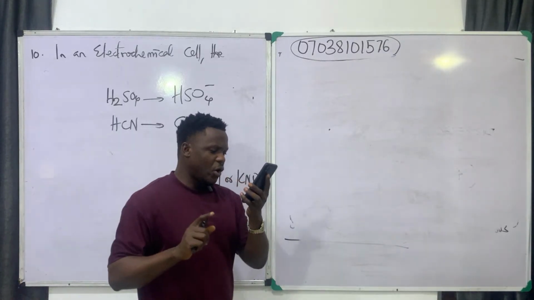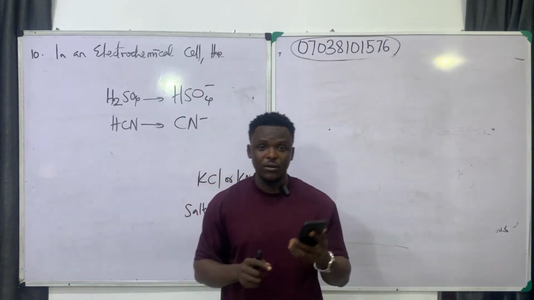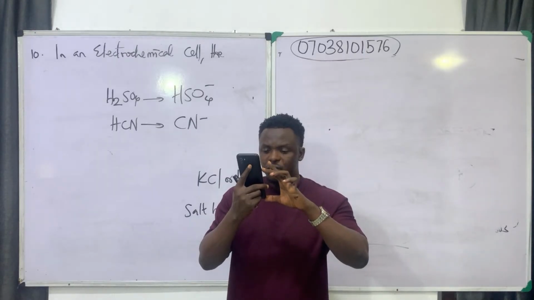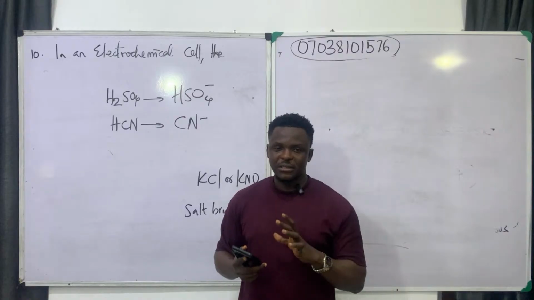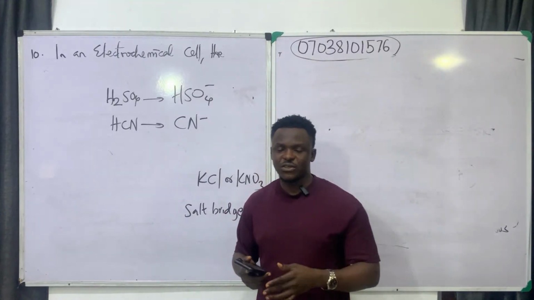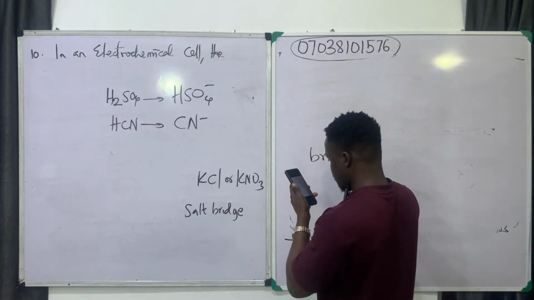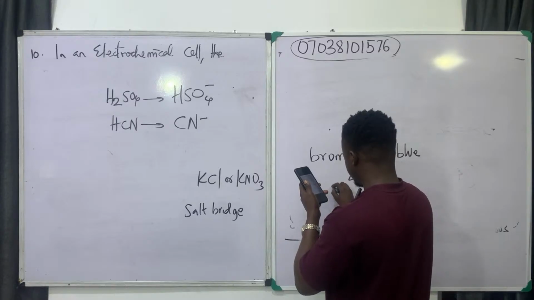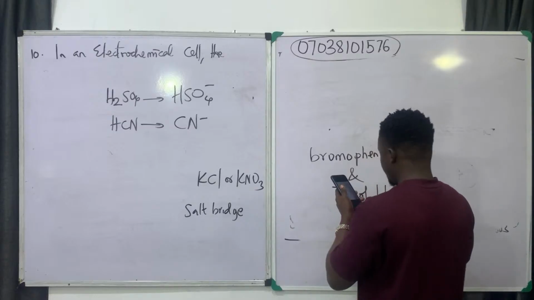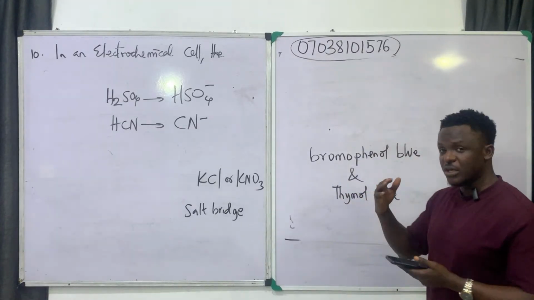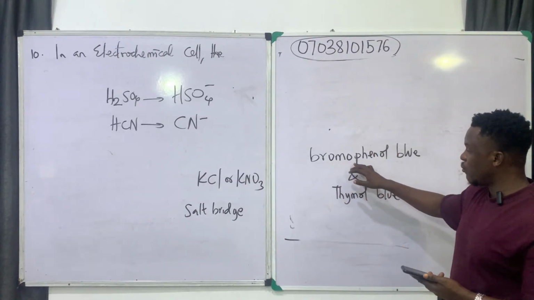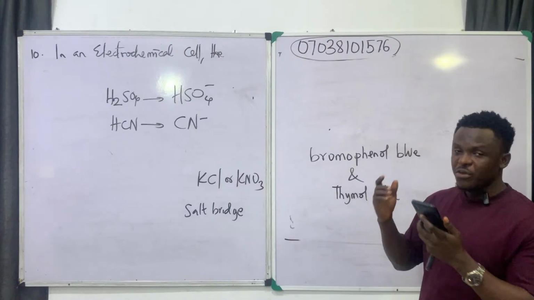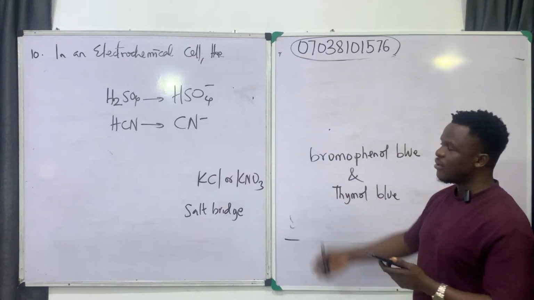They said the color of bromophenol blue and thymol blue. Please, I will not lie to you, I don't know the colors of those indicators offhand. The only indicators I'm very conversant with are methyl orange and phenolphthalein. So I'll advise us to check it out. The question says, what are their colors? Please look it up so that in case you want to repeat this question, you have the colors of bromophenol blue and thymol blue. The only ones I have offhand are phenolphthalein and methyl orange.